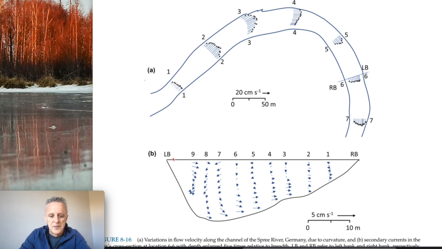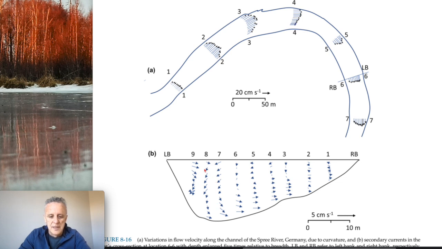And then this is the left bank and the right bank. So this is left bank here and right bank here. So we're looking from here to here. So these are stations 9, 8, 7, I believe. And so the length of the arrow shows the magnitude of the velocity, and the direction of the arrow shows the direction of that specific water particle.